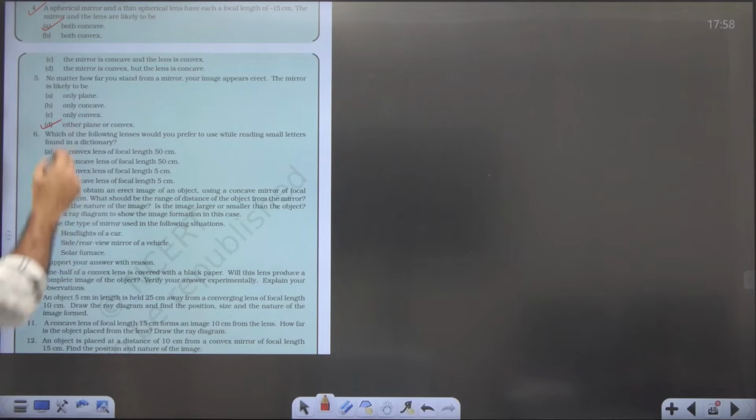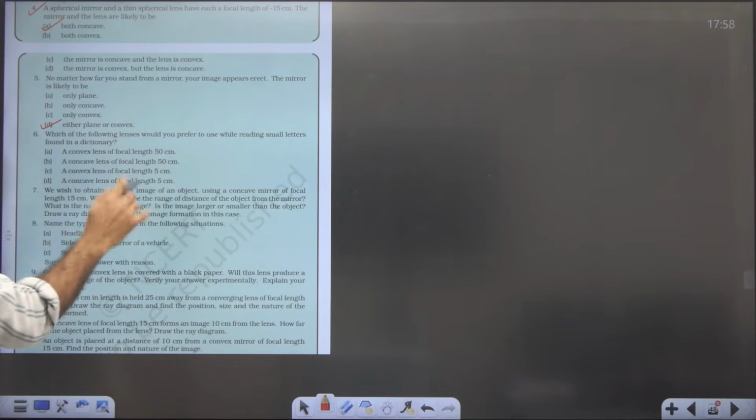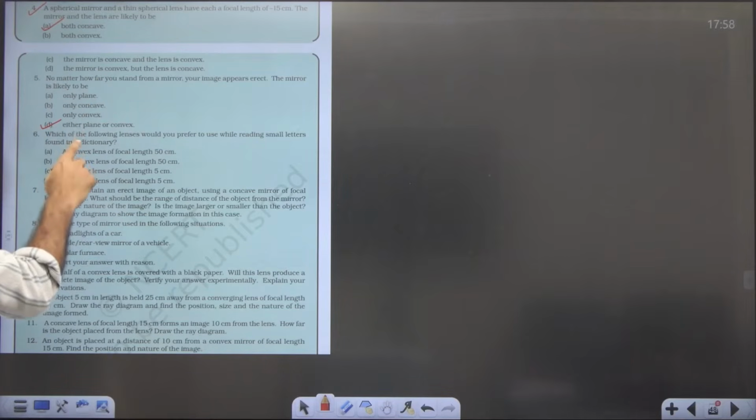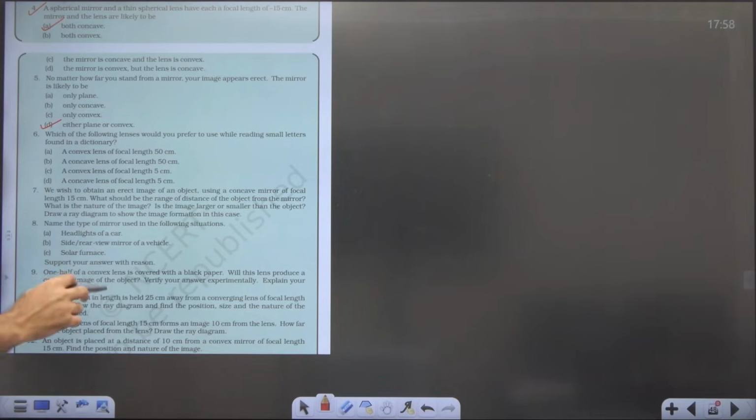Either plane or convex. What is the reason? Plane mirrors and convex mirrors always form what? Erect image. No matter how far you stand from the mirror, your image appears erect. The image is straight. Remember, plane mirror always forms what? Erect image. And convex mirrors also form what? Erect image. Now, only concave.